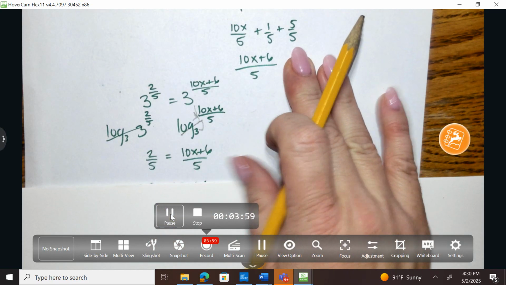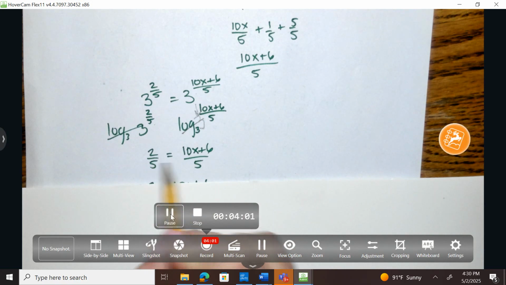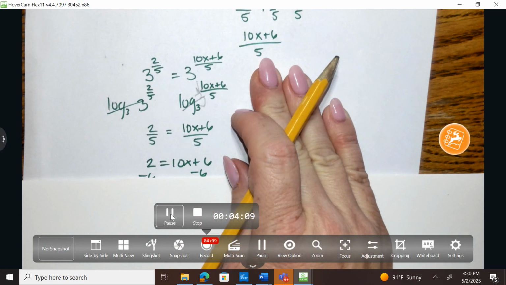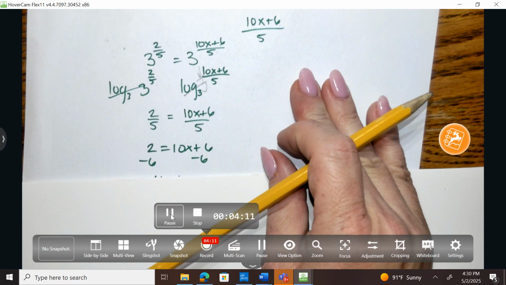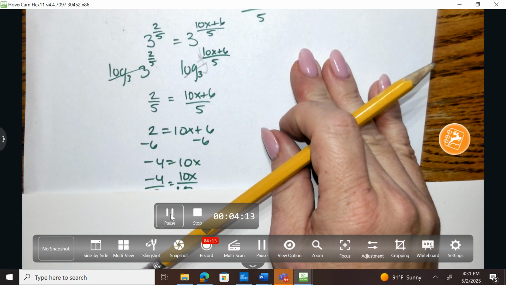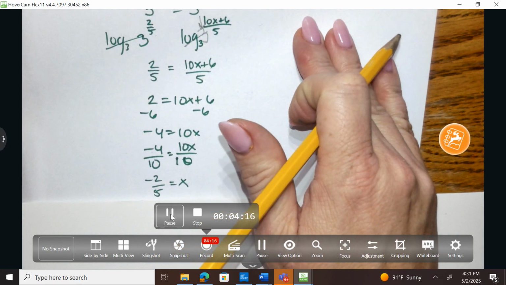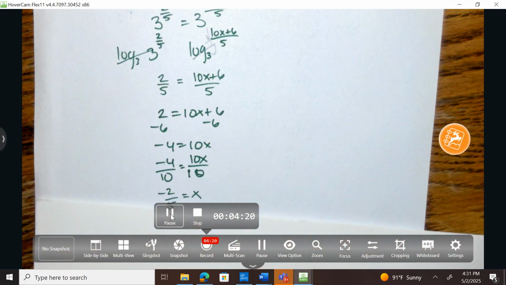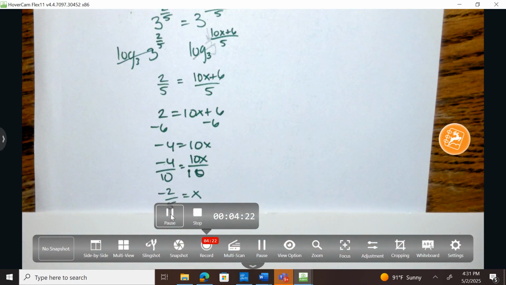And now I'm going to cross multiply. Realistically, by the way, you can see that both denominators are the same, and so I can take 2 equals 10x plus 6, and that's what I did. Or if you didn't notice that, you could cross multiply and then simplify down. Subtracting 6 from both sides, dividing by 10, and then reducing that fraction. So x is equal to negative 2/5. That's the first part.